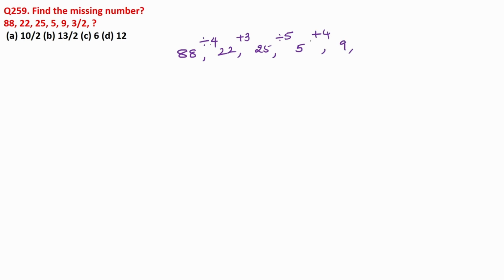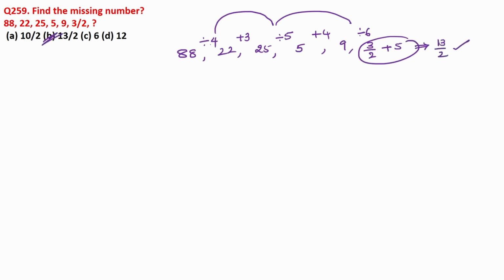Again, I want 3 by 2. So how is it possible? The next number must be divided by 6. 9 divided by 6 is equal to 3 by 2. Alternative C: 4, 5, 6. And the next number, 3, 4. So you already get 3 by 2, and 3 by 2 plus 5. So 3 by 2 plus 5, the value becomes 13 by 2, guys. 13 by 2 is the correct answer.